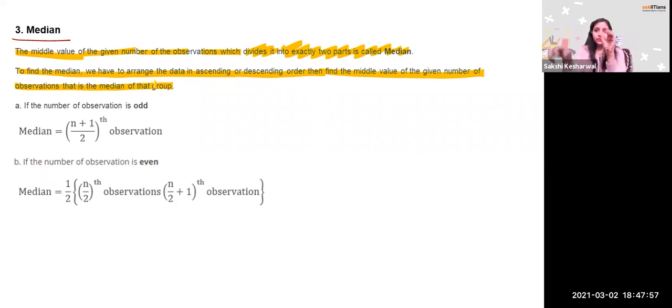Now what we see, when I made my fingers as 3, see, I made my fingers 3. So how many observations are there? 1, 2, 3 observations. Who will be in the middle? This person is going to be in the middle, right? So this person is going to be in the middle.